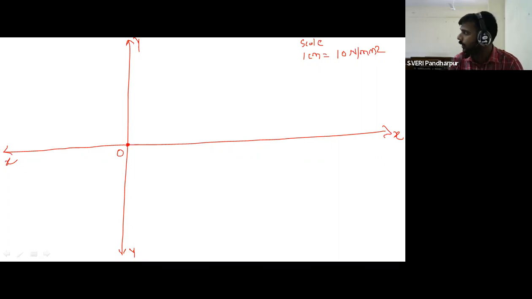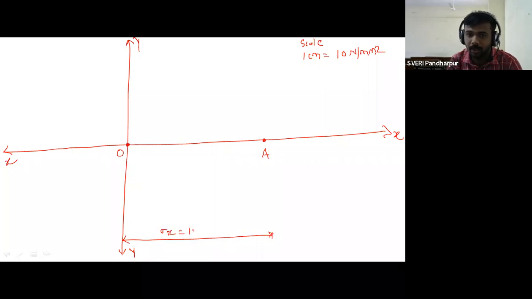Okay. Now first of all, represent the point A. As per the previous procedure, represent point A, that is position of sigma x. See, this is point A. Position of sigma x is 10 centimeter from the origin point O. So sigma x is equal to 100 Newton per mm square, which is equal to 10 centimeter. Point A means position of sigma x to the right side of the origin because it is positive.